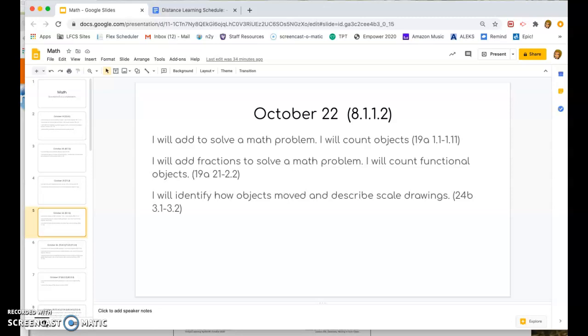Okay, we are wrapping up the week, October 22nd. I will add to solve a problem and I will count objects. I will add fractions to solve a math problem and I will count functional objects. I will identify how objects moved and describe scale drawings.